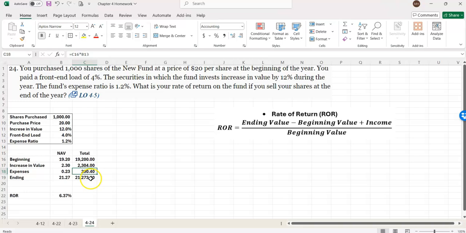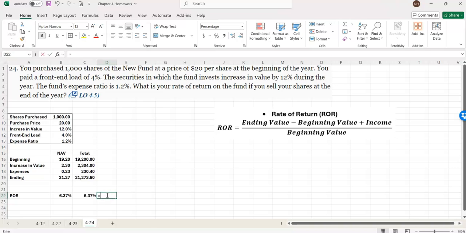Yeah, so my ending value is $21,273.60. So now to calculate the rate of return, it's just the 21,273 minus 20,000 divided by 20,000, 6.37%. The other way to do this, let me format it.